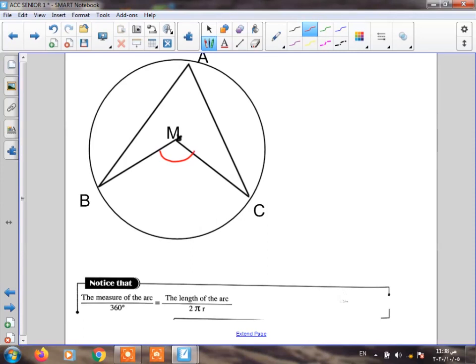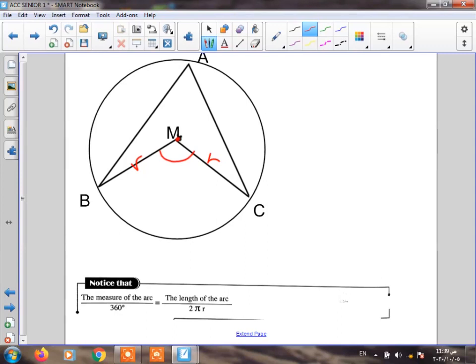Right? Here I have MC is the radius and MB is the radius. So here I have an angle included between two radii and its vertex is the center. Right? This angle is called the central angle.